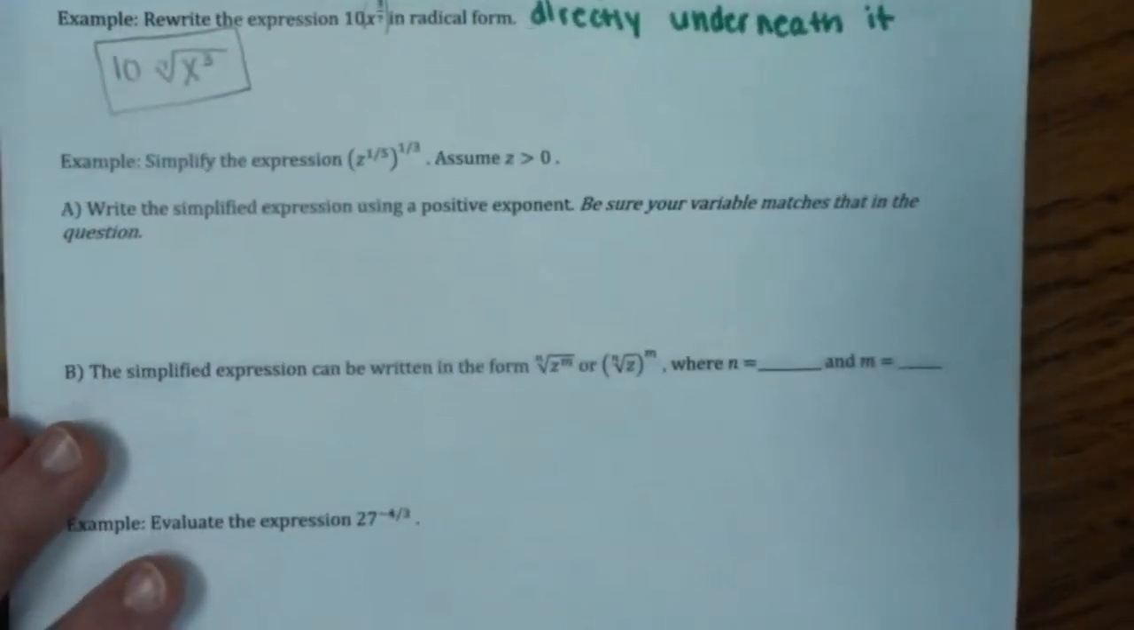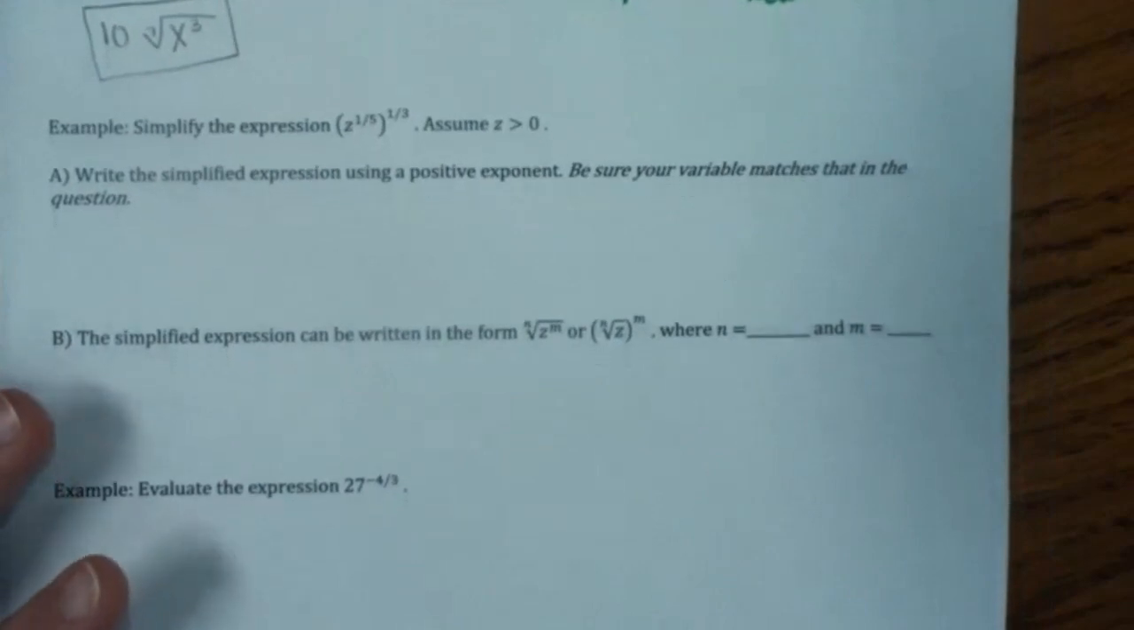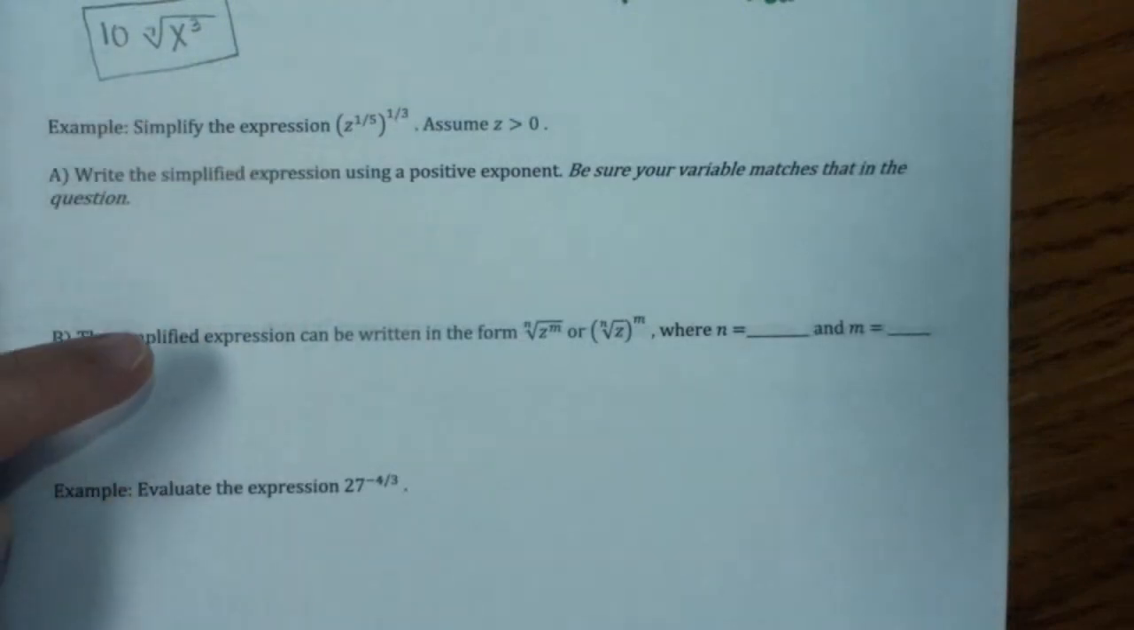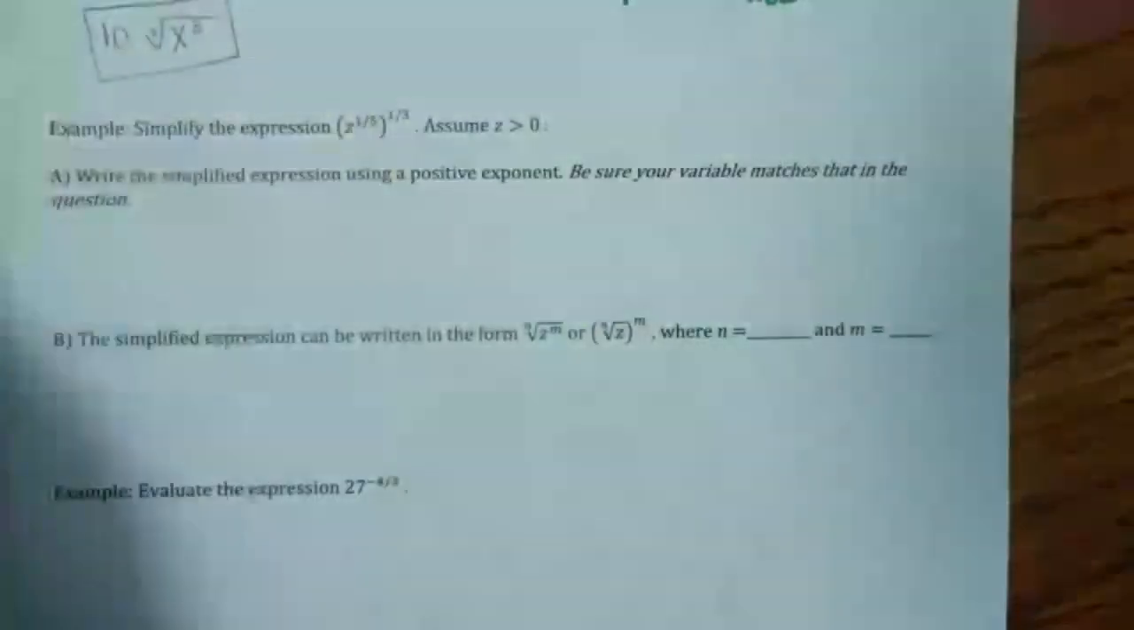Next, simplifying the expression z to the 1/5 to the 1/3. Assume that z is greater than 0, meaning it's positive. So part A says write the simplified expression using a positive exponent. Be sure that your variable matches the question. So meaning that this is a lowercase z, so my answer needs to be a lowercase z. Power to a power, that means we are going to multiply our exponents.